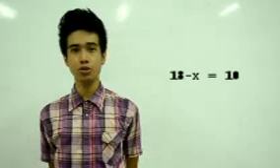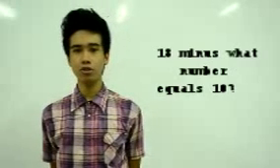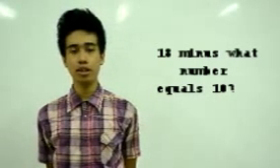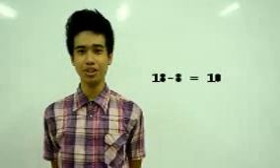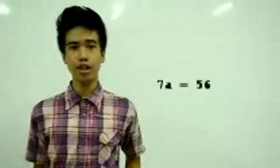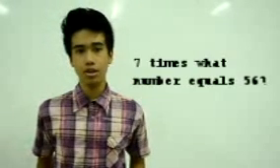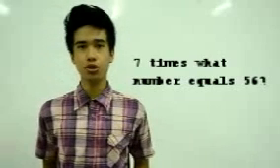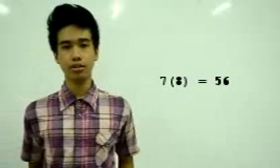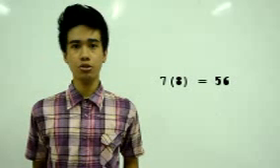18 minus x equals 10. 18 minus a number equals 10. Solution: 8. Check: 18 minus 8 equals 10. Third equation: 7a equals 56. 7 times what number equals 56? Solution: 8. Check: 7 times 8 equals 56.